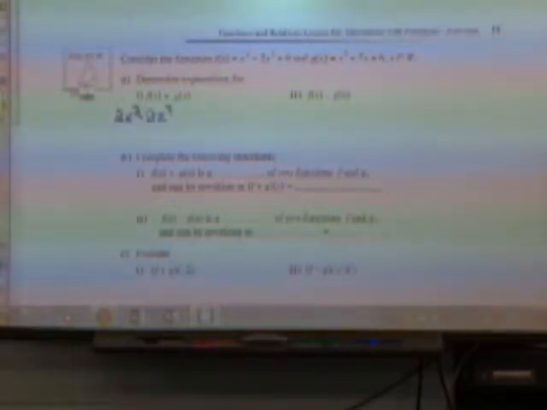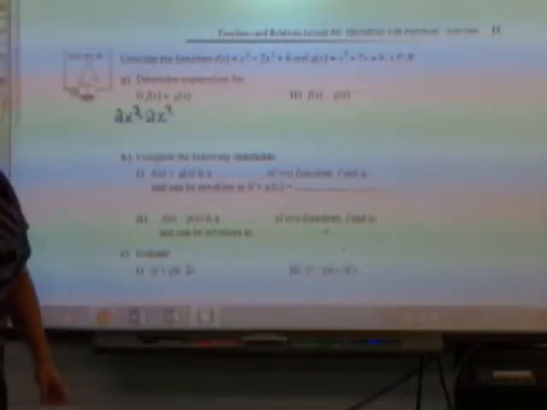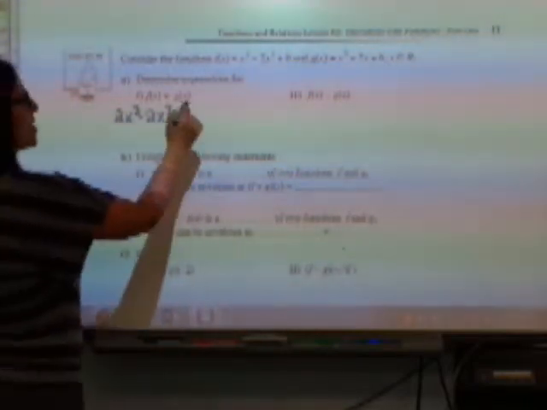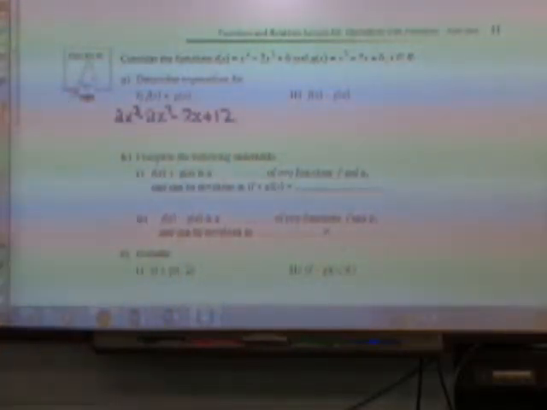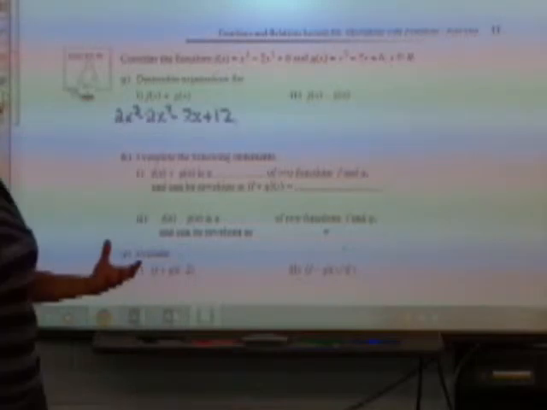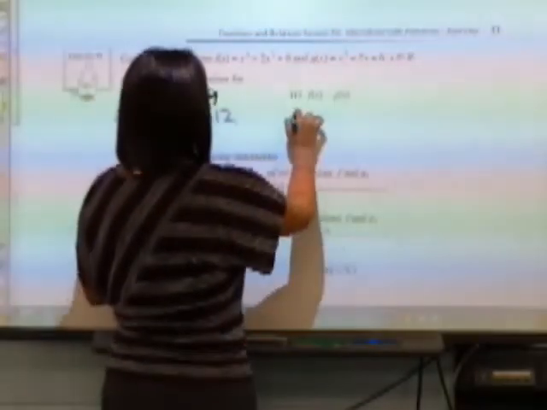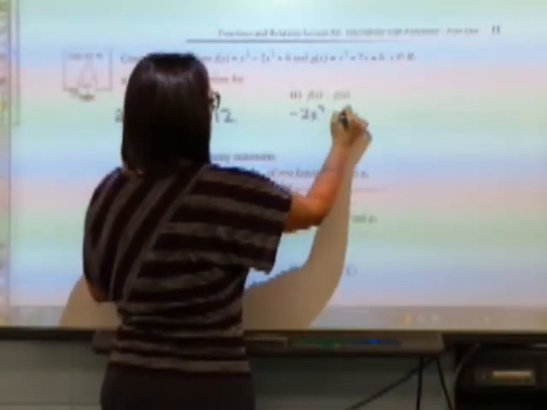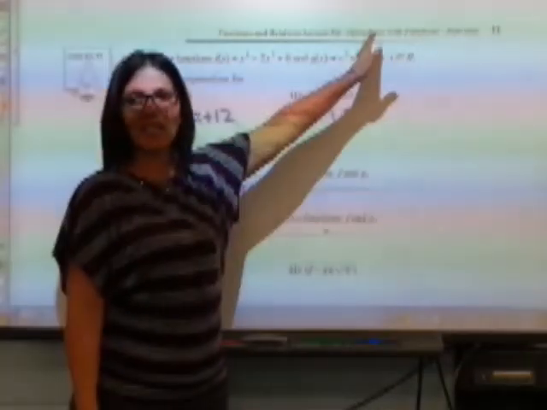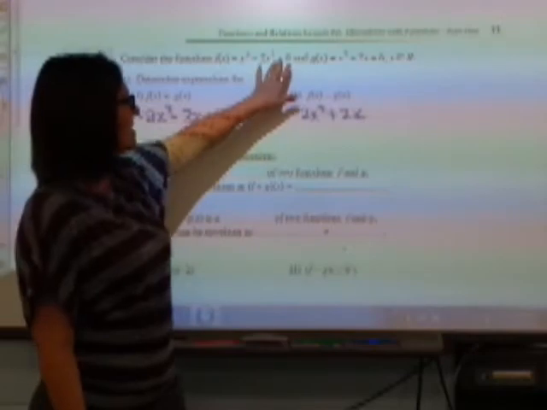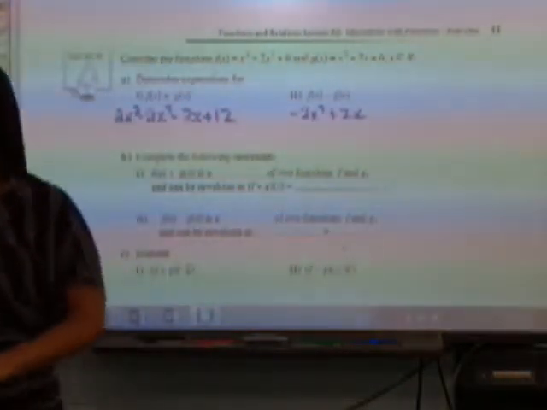Anyways, 2x cubed minus 2x squared minus 2x plus 12 would be the result if I added the two functions. If I subtracted the two functions, the x cubes would actually disappear. And then I would get negative 2x squared, a positive 2x, because I'd be subtracting a negative 2x, and then 6 minus 6 would also disappear.